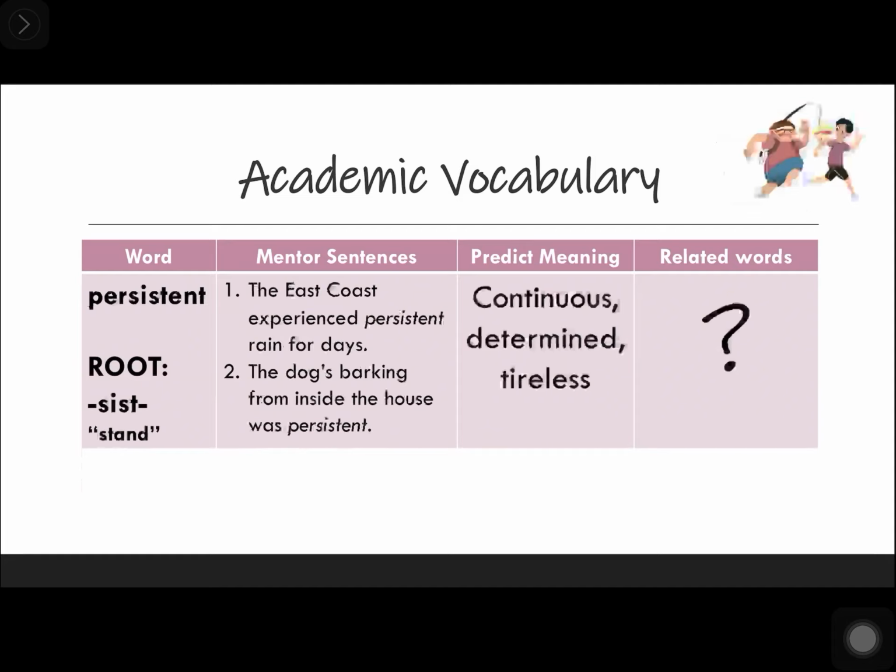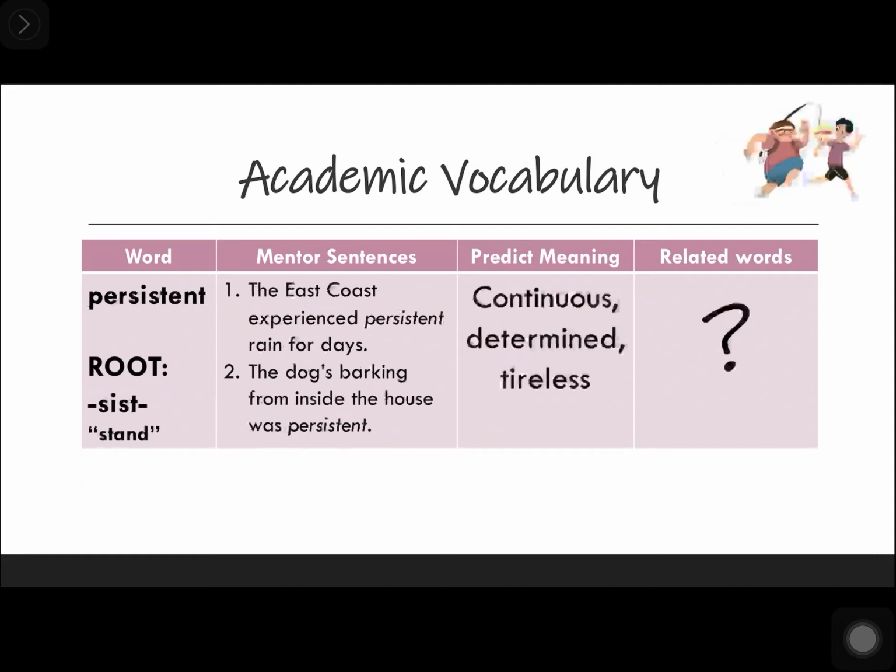It means continued, determined, tireless. It means you just don't give up. If you're persistent, you just keep going on, like you're standing there, like that root, sist, stand. If you're persistent, you just keep going.